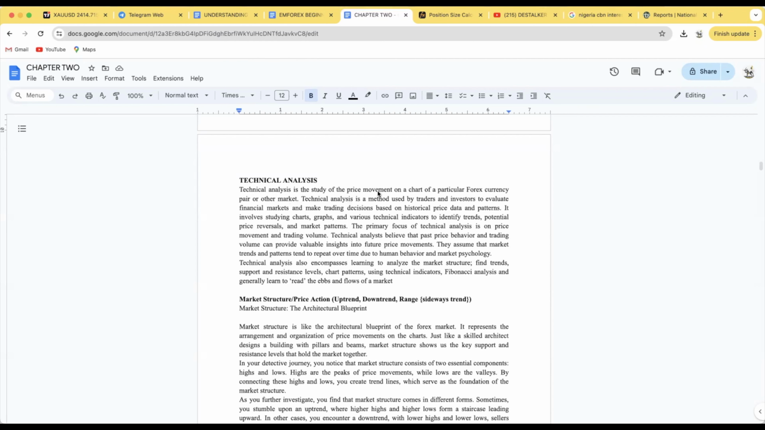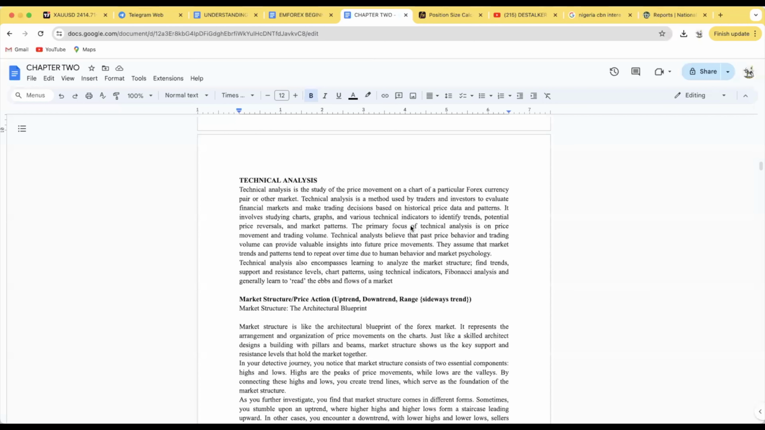Technical analysis is the study of the price movement on a chart of a particular forex currency pair or other markets. It is the method used by traders and investors to evaluate financial markets and make trading decisions based on historical price data and patterns. It involves studying charts, graphs, and various technical indicators to identify trends, potential price reversals, and market patterns.